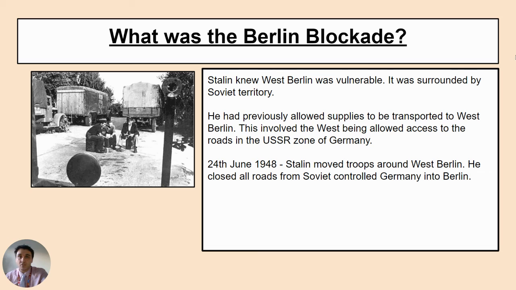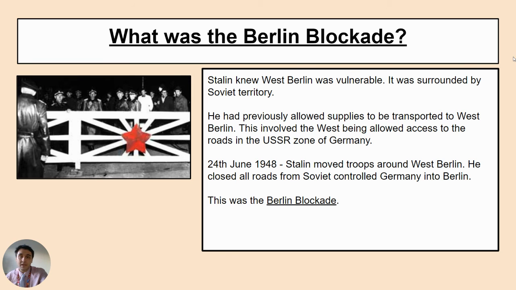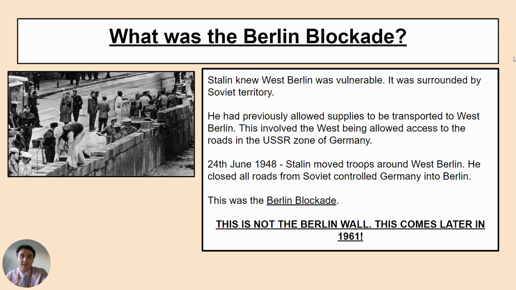And on the 24th of June, 1948, Stalin moved his troops around West Berlin. He closed all roads from Soviet-controlled Germany into Berlin. Blockades were set up, like we can see here, vehicles blocking the road so that the supplies could not come in. This is completely legal. He's allowed to do this. It's his zone. He can move vehicles where he wants. And this is known as the Berlin Blockade. Now, we must be clear here, this is not the Berlin Wall. The Berlin Wall comes a bit later, 1961. Okay, a wall is permanent, the blockade is more temporary.